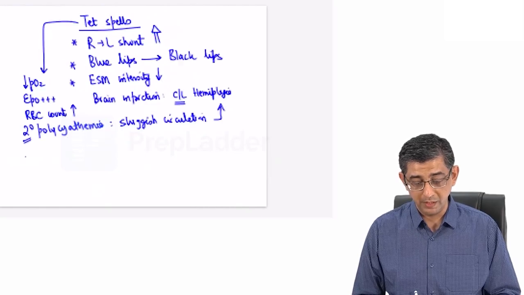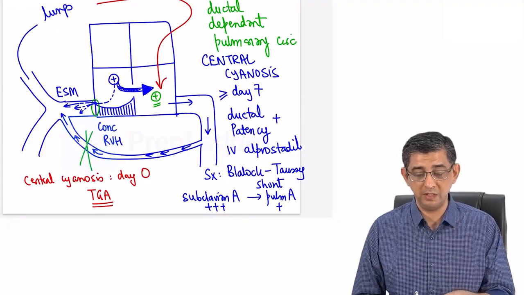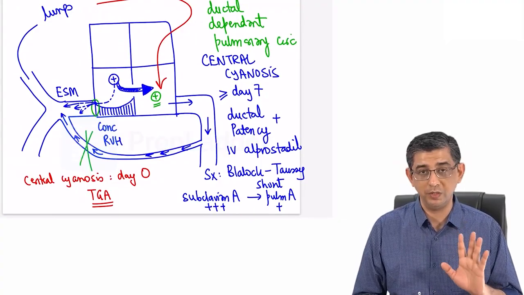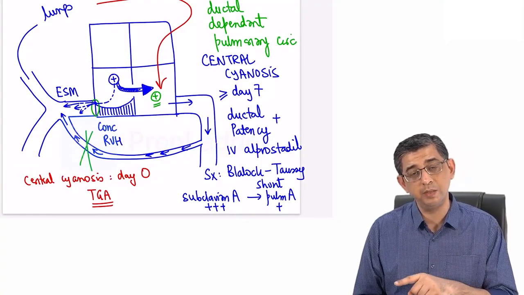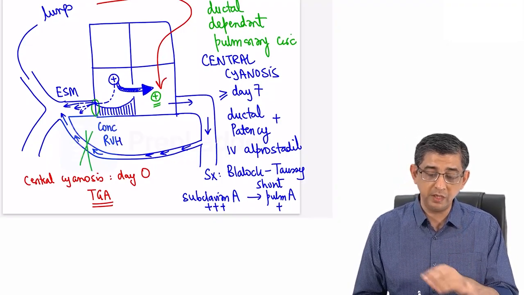Look at this diagram. In tetralogy of Fallot, there were 2 exits for blood, one via the ductus, one via the subpulmonary stenosis. In tricuspid atresia, there is only one way for the blood to reach the lungs. That's the reason why the child will become symptomatic earlier. In TOF, there are 2 ways by which blood can reach the lungs.